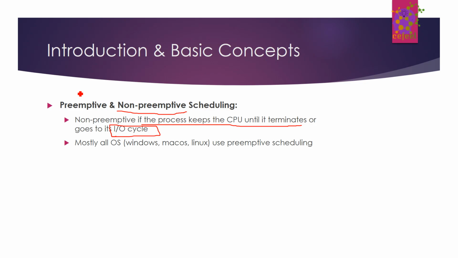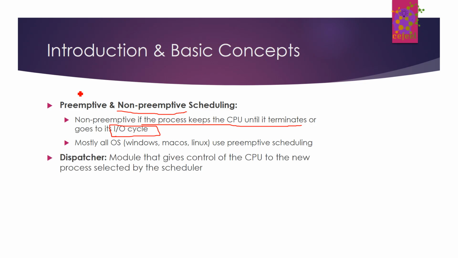Whereas if another component can take the CPU away from the process and give it to some other process, we say that it is preemptive scheduling. As you may guess, almost all operating systems use preemptive scheduling, because in every OS there are high priority and low priority processes, and we always want the high priority process to take over the CPU even though some low priority process is running.